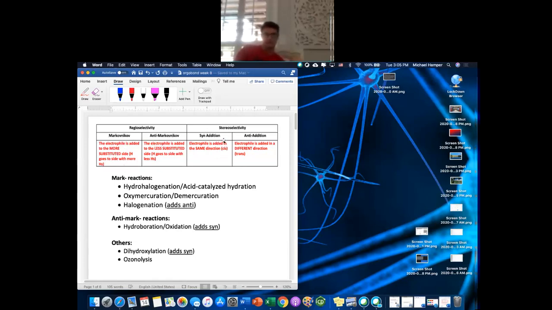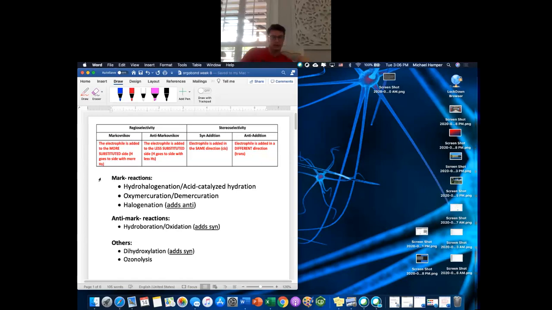Syn and anti-addition, cis and trans, basically the same thing. You have your hydrogens or you have your halogens. They're added in the same direction, and that is syn. If they're added in different directions, it's anti. So given this table, that will basically give you a guide to where things are going to be attached.